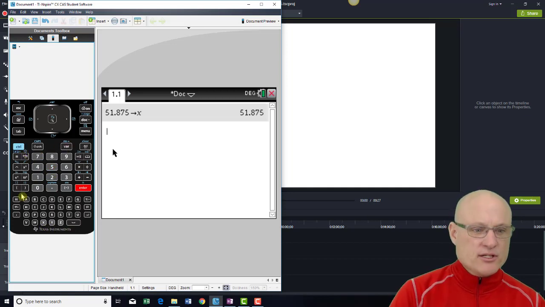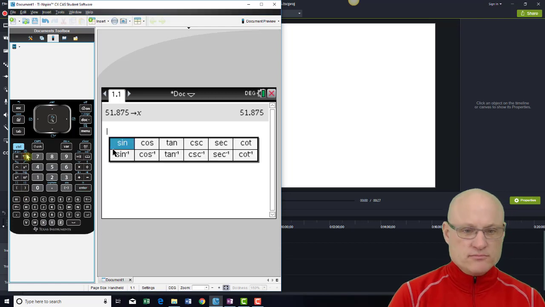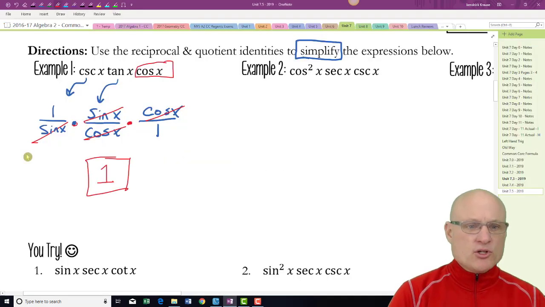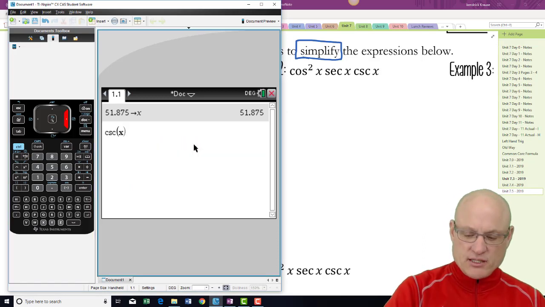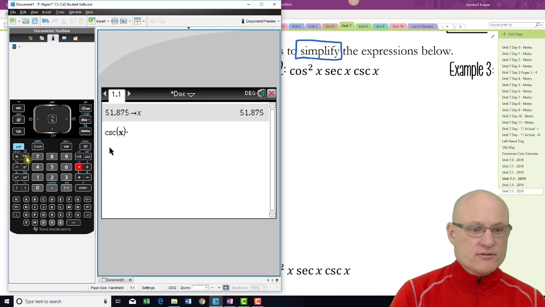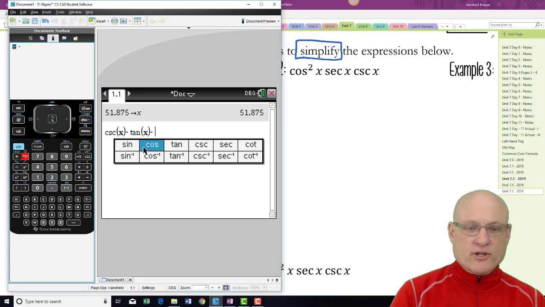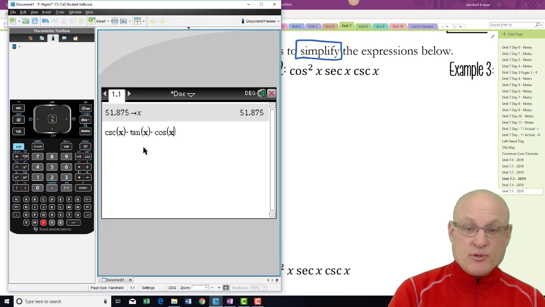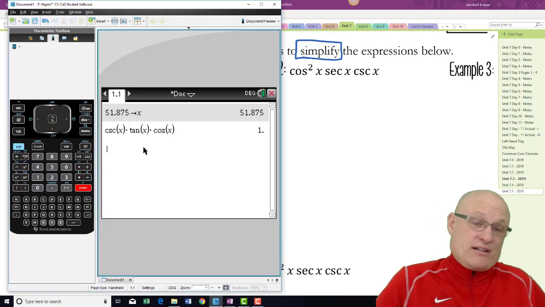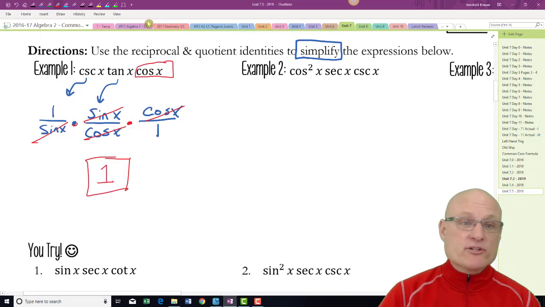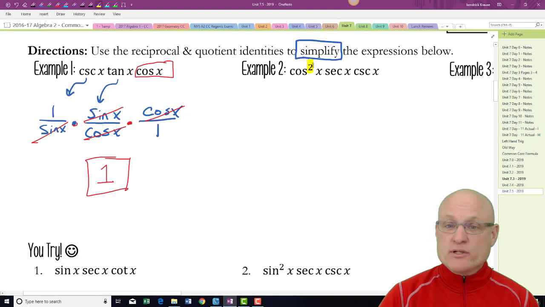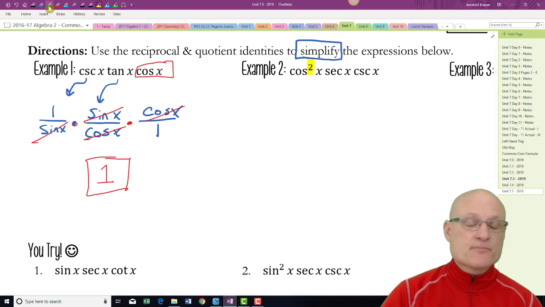And I'm going to press enter. Now I'm going to do, I don't remember what it was, cosecant of x times tangent of x times cosine of x. And it'll be 1, no matter how I put it in there. It simplifies simply to 1. All right, so remember we talked about this yesterday as well. We have to be really careful with what this means.